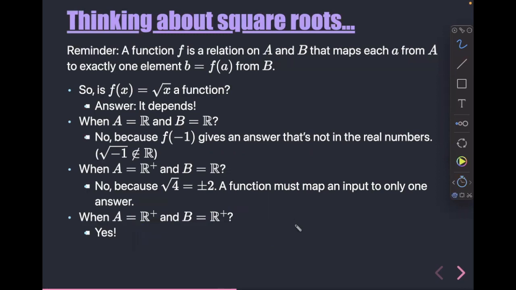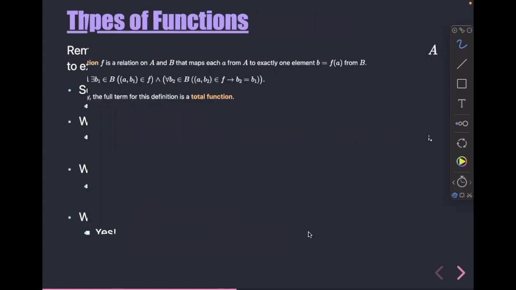And we'll get more practice with this. But this is just the basic idea of how it does depend on how you define your domain and your range, on whether or not something's a function. Now, another thing I want to talk about is this is just the same definition I previously showed of a function. And so the full name for this is actually a total function. And so I do want to specify that difference.